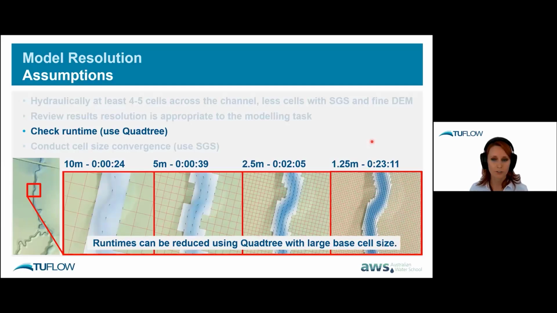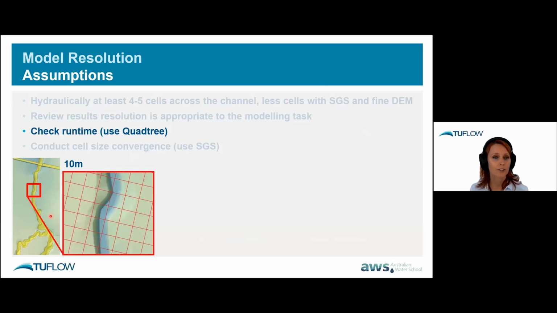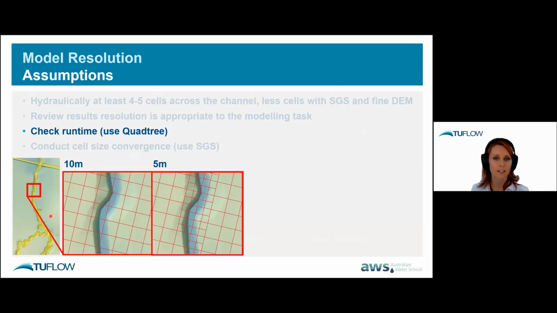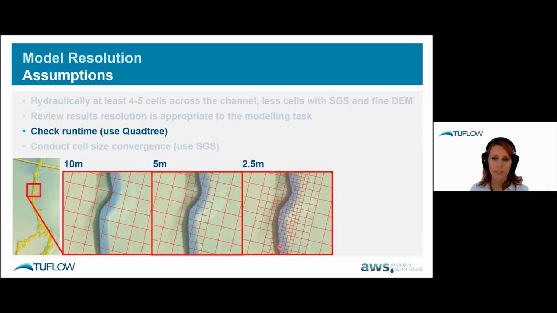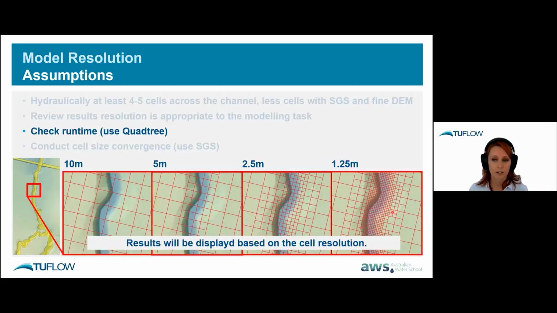You can also reduce the runtime using quadtree with a larger base cell size. Quadtree divides a cell into 4, and it's very easy to set up by digitizing a polygon in locations where you want your cell size to get smaller. If we zoom in again to our location and use 10 meters as the base cell size, then we can refine our model, the main creek, to 5 meters, 2.5 meters, and 1.25 meters. How would the results look using a quadtree grid?